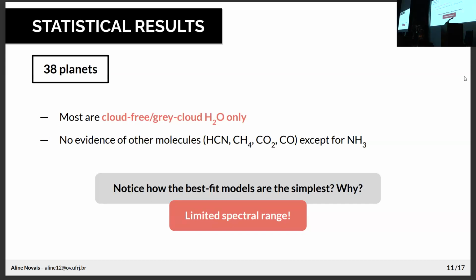And also, of course, no evidence for extra molecules because we are looking at a very narrow range in the infrared. So we only have water features there. We can't really see other additional molecules.